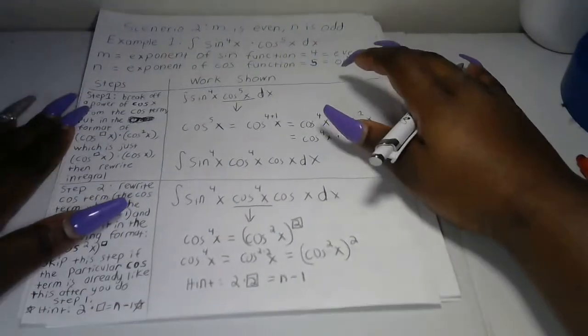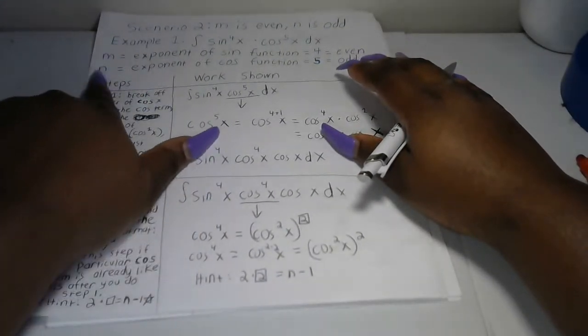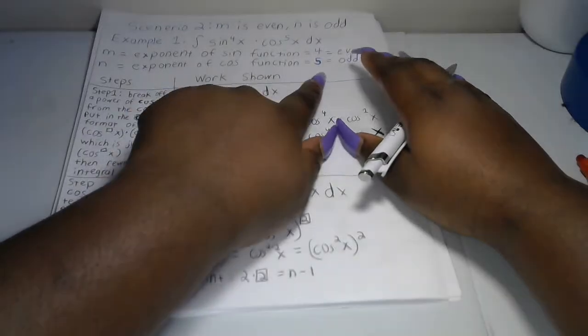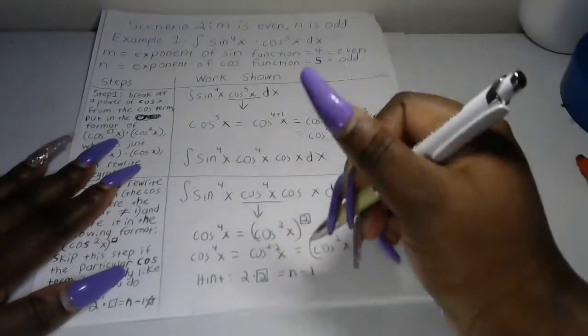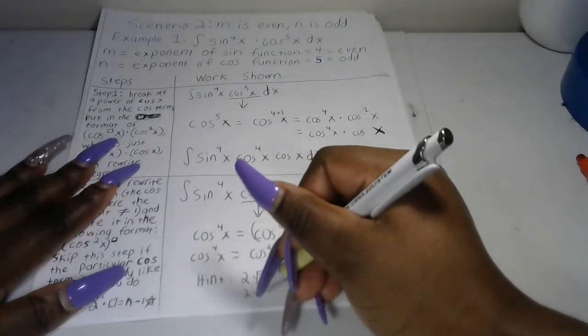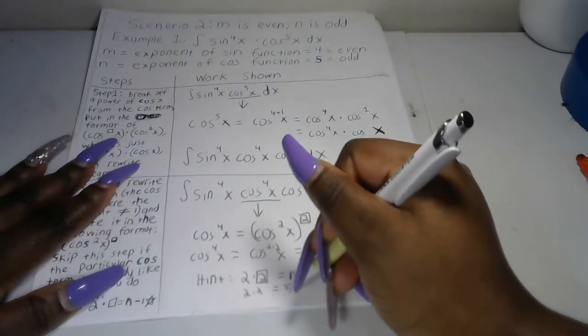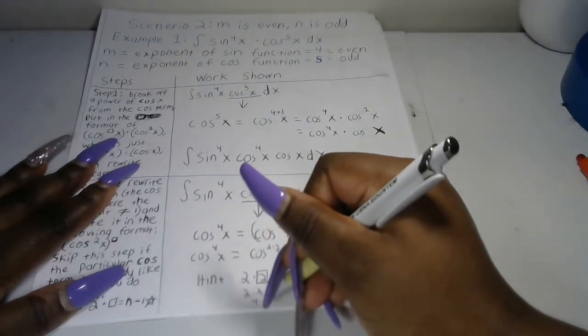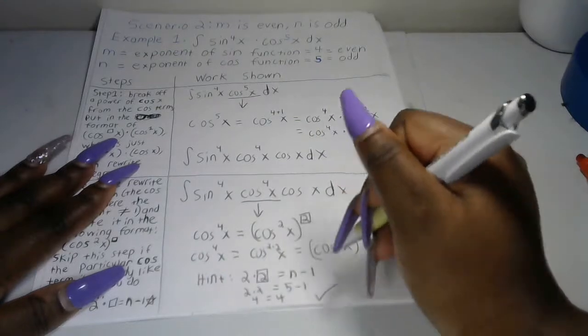And from when we started, we can see n is the exponent of the cosine function, which is 5, right? So we have to do 2 times 2. Let's see if it's equal to 5 minus 1. It is, because 4 is equal to 4. And so that is correct.